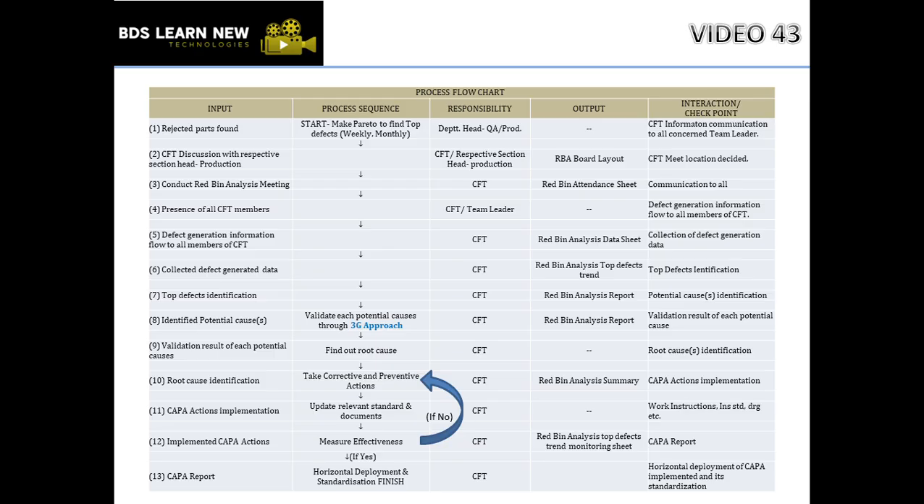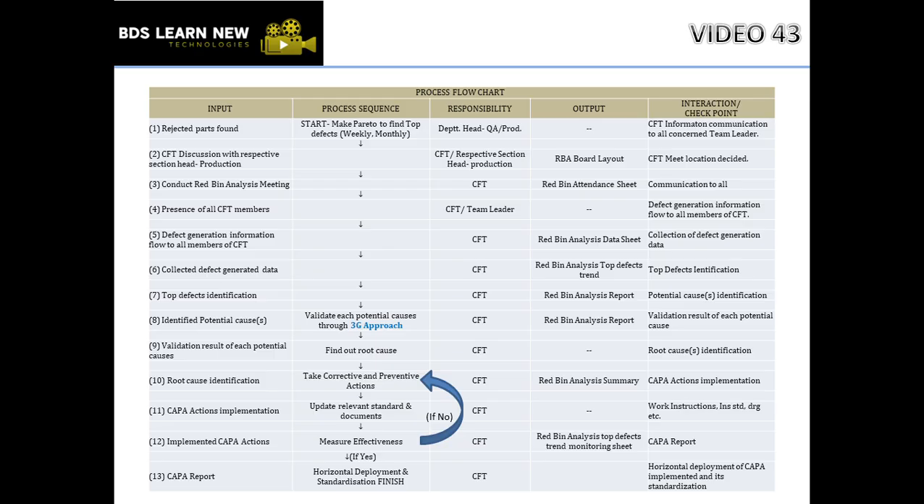Then we have third, which means conduct the red bin analysis meeting. This is done by CFT. In this case, we will require the red bin attendance sheet. This should be communicated to all, right? Then fourth, presence of all CFT members: CFT and team leader. Now what is the interaction checkpoint for this? Defect generation information flows to all members of CFT, so they should understand what the problem is.